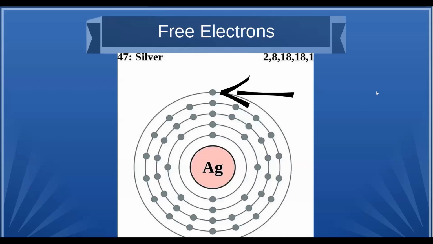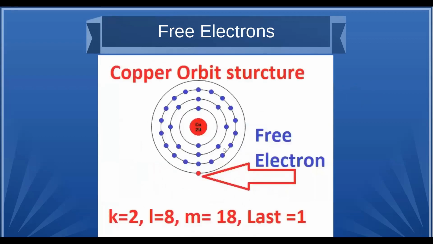Okay, so there's silver, and you see it's got one valence electron, and it's 1, 2, 3, 4, 5 in the sixth orbit out here. So it's easy to move this electron around. Copper has one also, but it's only got 4. So it's much closer. It's more tightly bound. So it's harder to get it to be free.